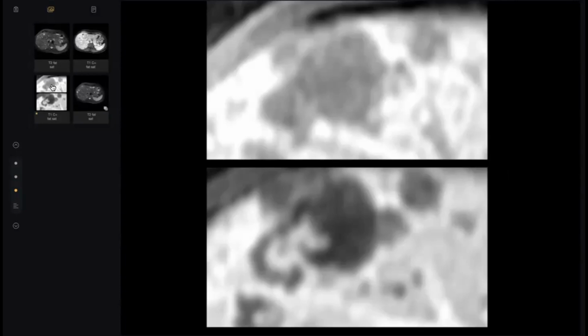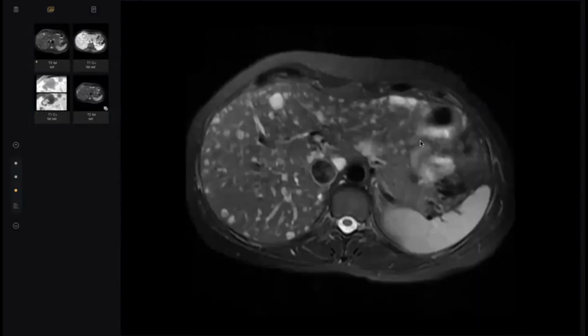Biliary cystadenomas with these numbers? Not accepted. Okay, what else? See, multiple, innumerable, bizarre shape. This is the most important buzzword, bizarre shape.